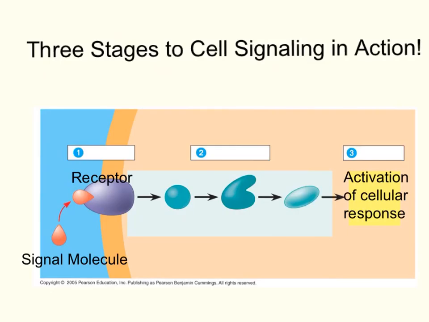So this is how it looks like in the big picture. So you have your signal molecule going to your receptor, so step 1 being reception. Then it goes through the transduction phase, and in the end you'll have your response.